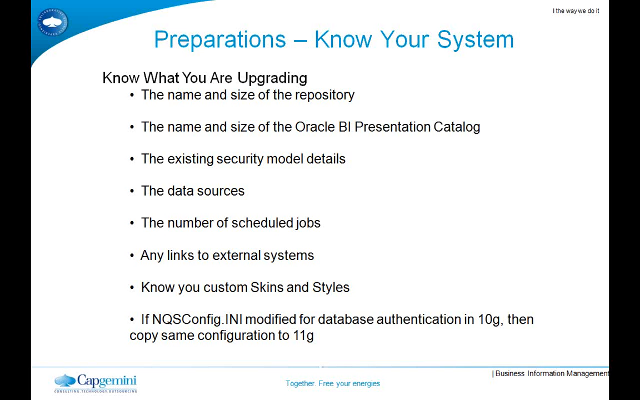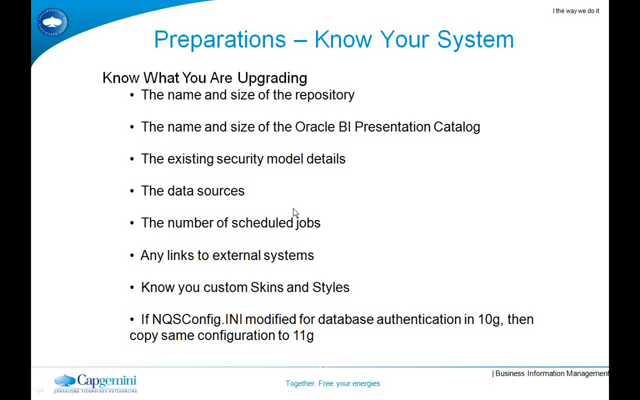The next thing we need to know is what data sources we're going to be connecting up to. This is where we need to make sure we've got connectivity from our 11G to our 10G data sources. That holds true. We're going to have to make some adjustments possibly within the RPD to make sure that stays intact when we move over.